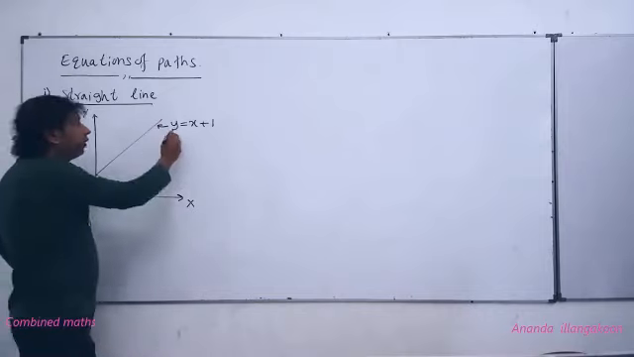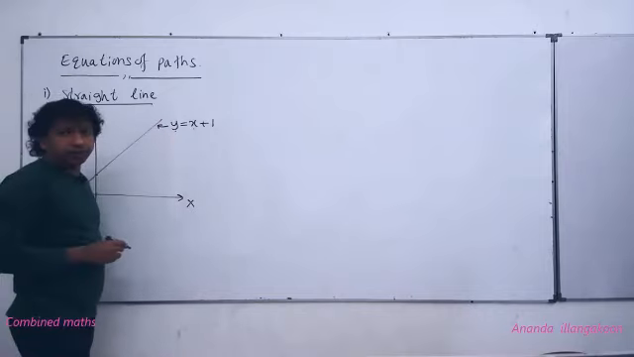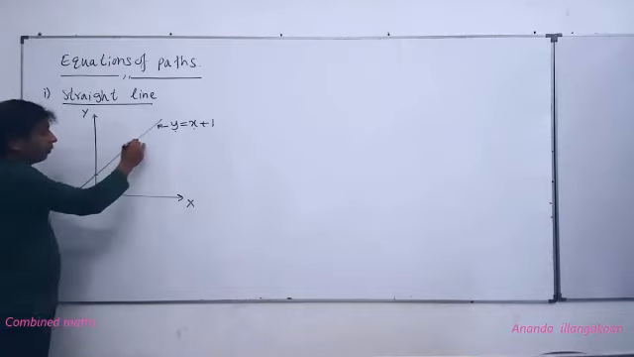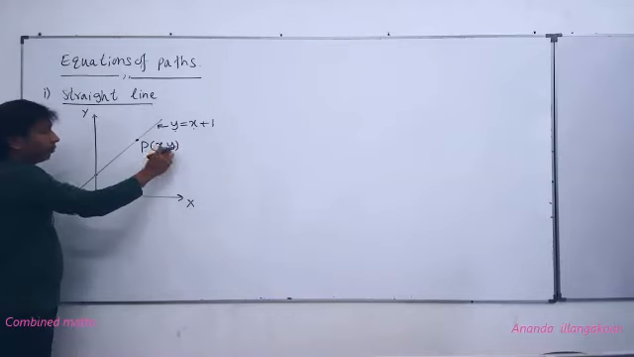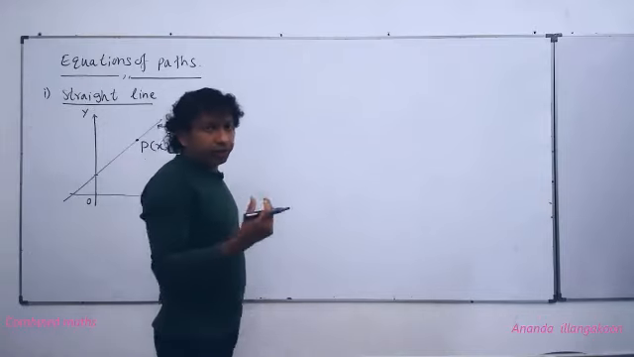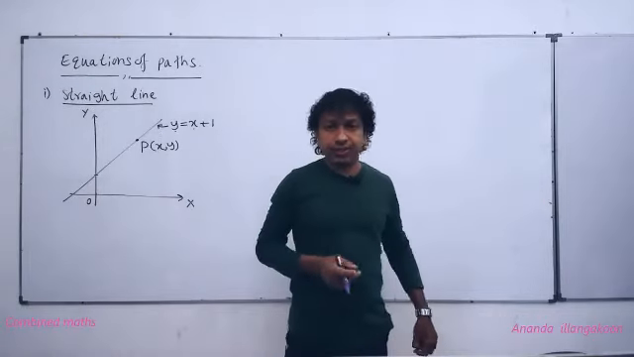Then here, the relationship between y and x. What are these y and x? When we consider any point on the line as P with coordinates x and y, this x coordinate and y coordinate are here, this y and x. Then the common relationship between x and y is the equation of the straight line.